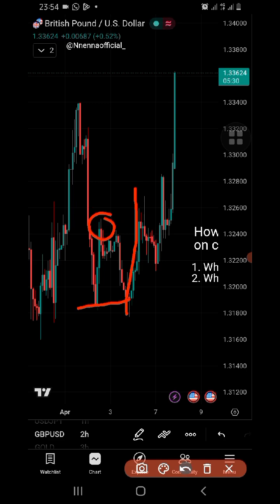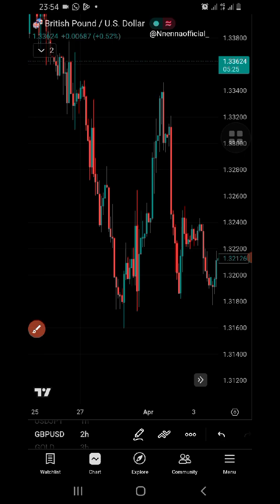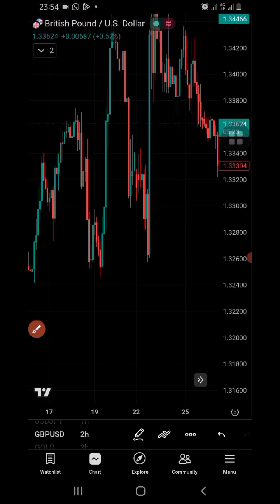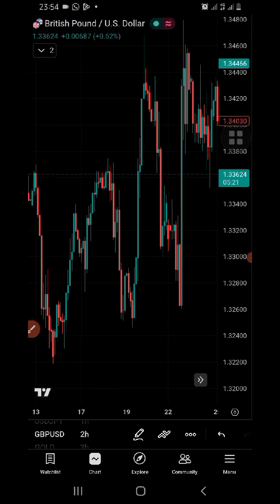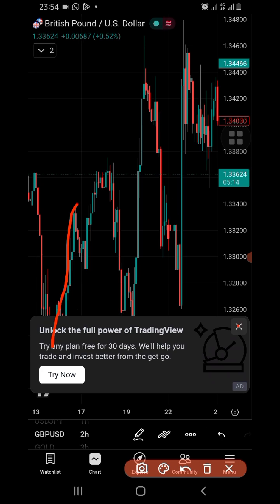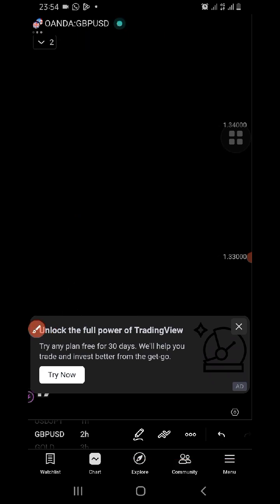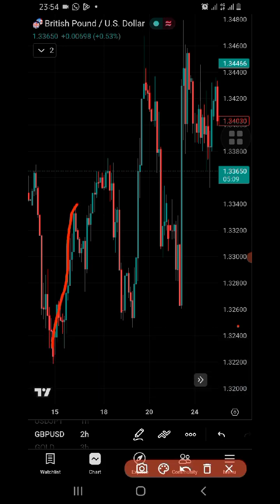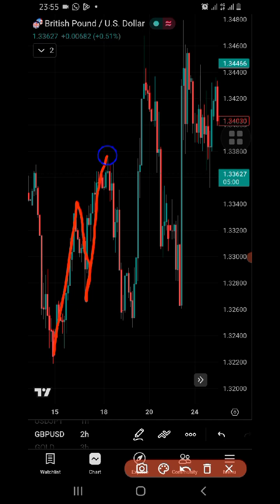Now let's look for another manipulation. Let me spot another manipulation so that we understand better. Okay, let's look at this again. I hope we can see what market did here. Market was going up, and we had a retracement here. It went up again. And when market was coming, what did you observe?